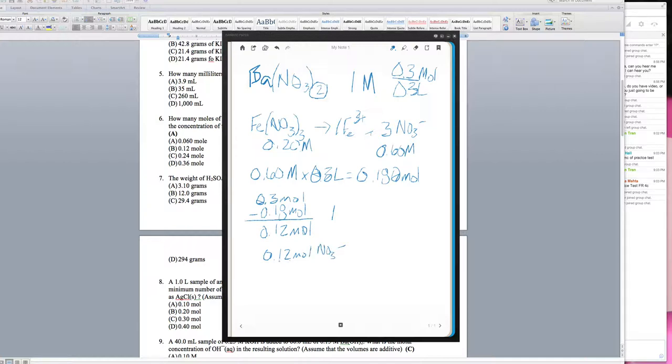Okay? And if barium nitrate gives us 2 moles of nitrate, that means that for 0.12 moles of NO3 minus, we do a bridge because bridges are our best friends. For every 2 moles of NO3 minus, we have 1 mole of the Ba(NO3)2. Or no, there's no minus there. Ha ha. I was just kidding.